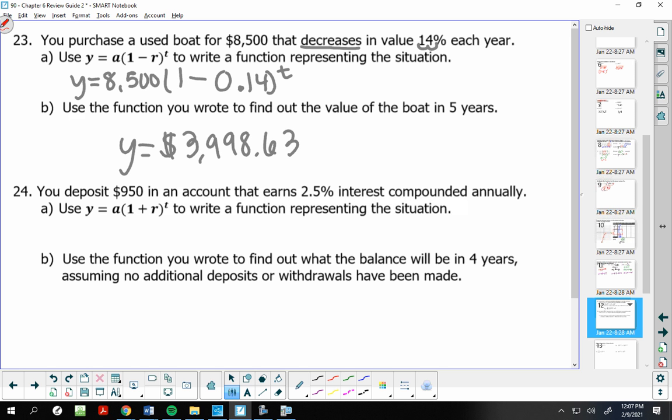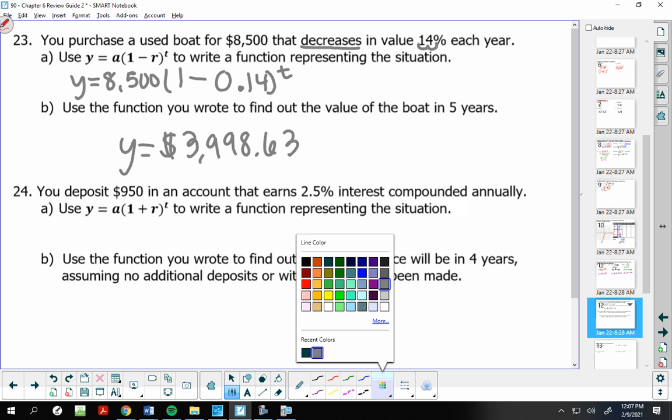So did it decay? Did it go down? Yeah, lost a lot of value. Right? 14% doesn't seem like that much, but over 5 years, it definitely, the price was cut in half. So, all right. The next one's growth.